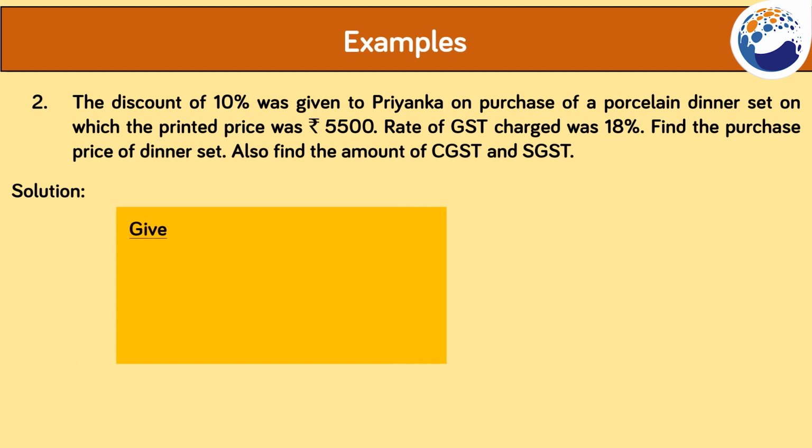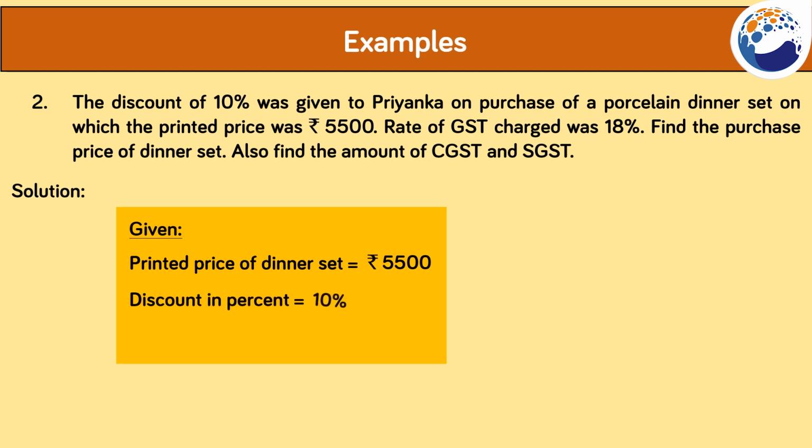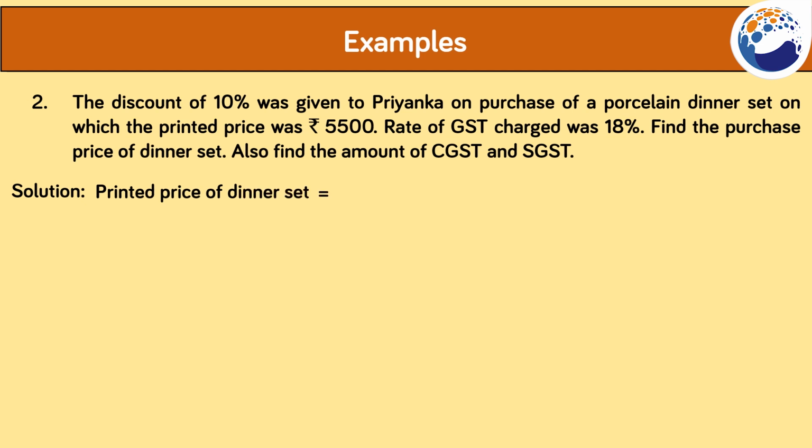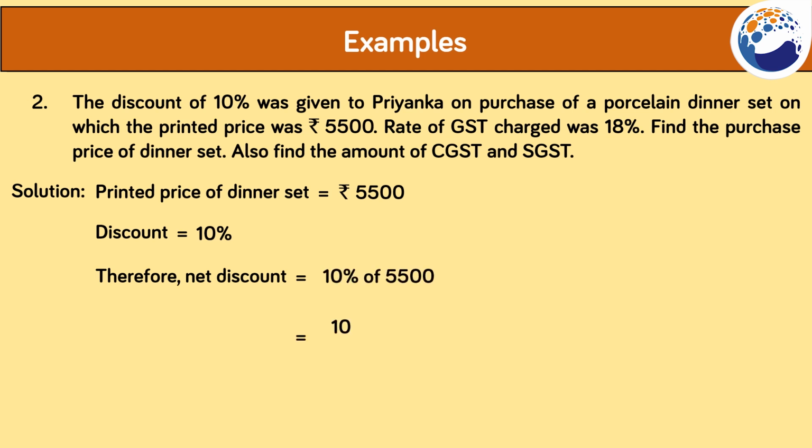Given. Printed price of dinner set is equal to rupees 5,500. Discount in percent is equal to 10%. Rate of GST is equal to 18%. To find purchase price of dinner set, amount of CGST and amount of SGST. Solution. Printed price of dinner set is equal to rupees 5,500. Discount is equal to 10%. Therefore, net discount is equal to 10% of 5,500, which is 10 upon 100 into 5,500 is equal to 550.